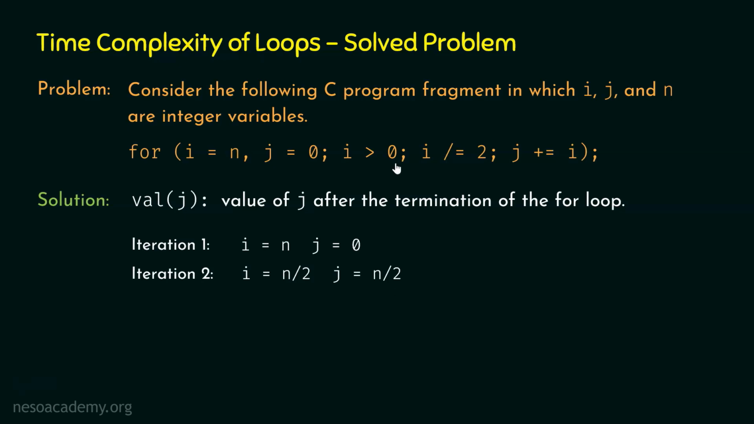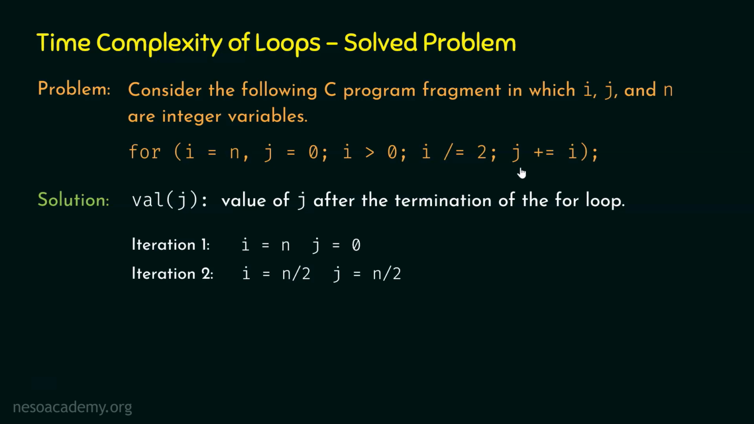i is again compared with 0. Let's say n by 2 is greater than 0. This condition is satisfied, therefore this statement will execute. i is updated to i divided by 2. The current value of i is n by 2 and n by 2 now needs to be divided by 2. After division, we will get n by 2 square. So this will be the new value of i.